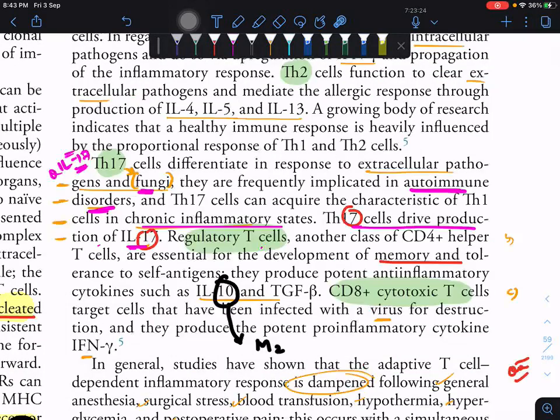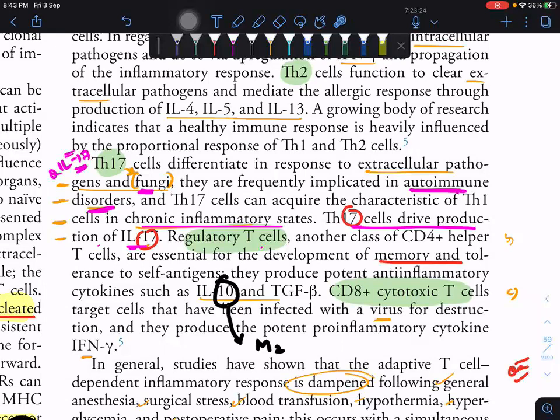So the three important MCQ points of TH17 are: one, it is mainly involved in fungi; two, it is more frequently implicated in autoimmune disorders and involved in chronic inflammatory states; and it is mainly involved in the production of interleukin 17.